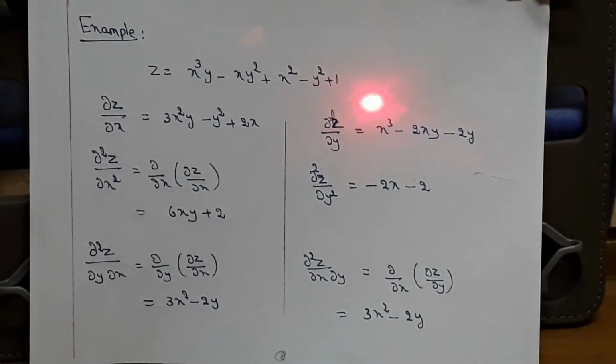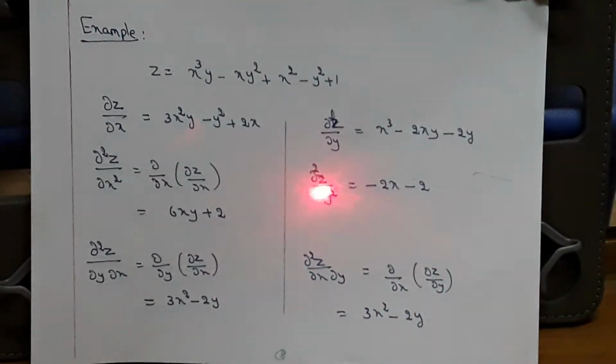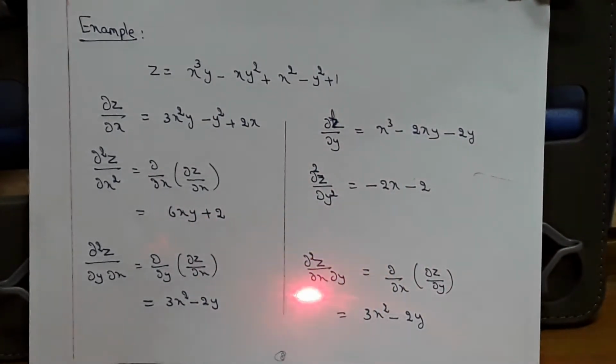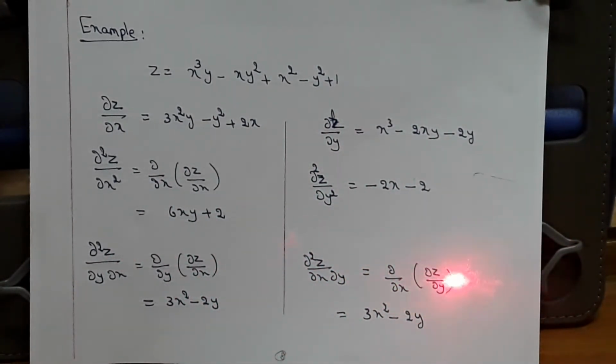Similarly we can understand this dou z by dou y. We are keeping y constant here. Again differentiation with respect to y. So sorry, dou by dou y, so we have to keep x constant here. Again we are differentiating with respect to y partially. So we have to keep x constant. Again dou by dou y with respect to x, at that time y we have to keep constant. So we are getting like this.